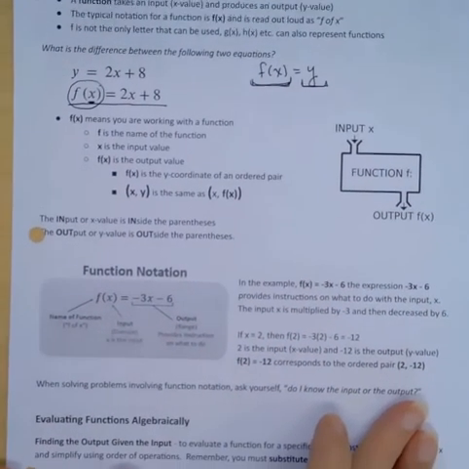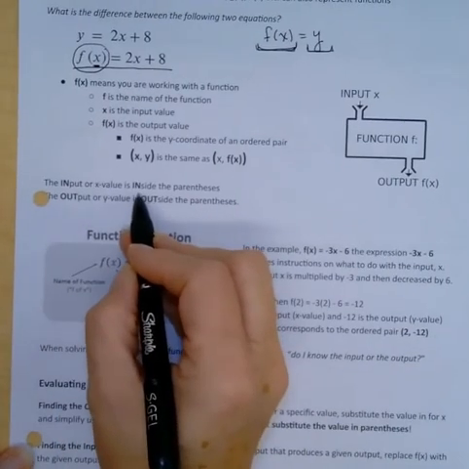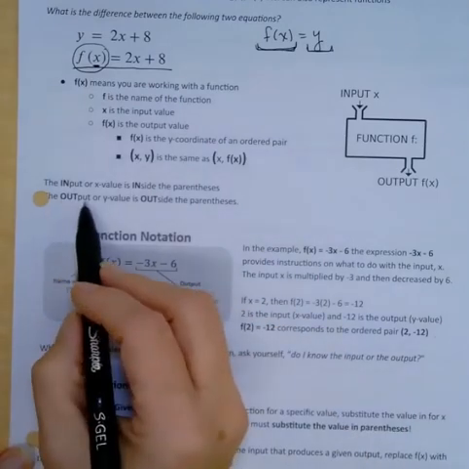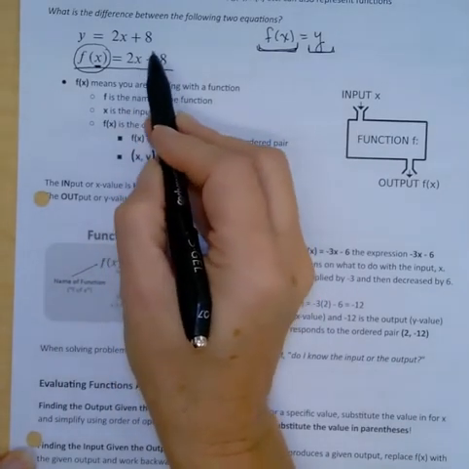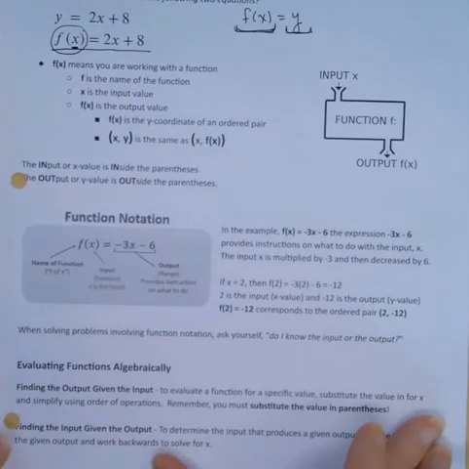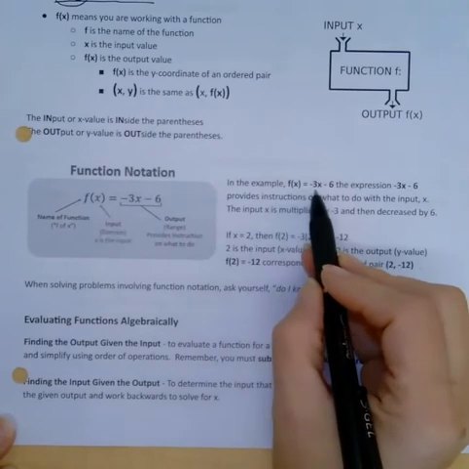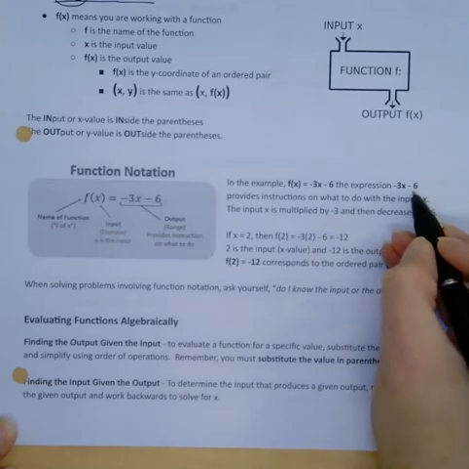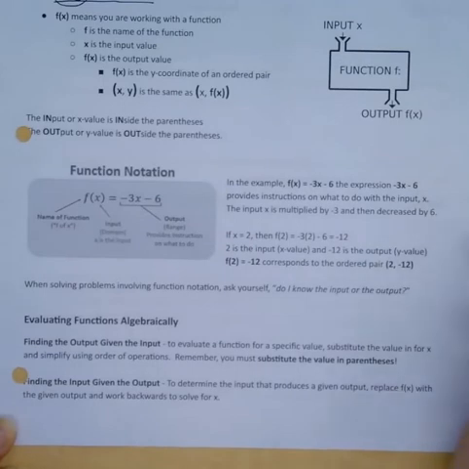All right. Another reminder, the input or x value is inside the parentheses here. The f of x. X is my input. Okay, and the output is going to be outside the parentheses. So the output is whatever 2x plus 8 equals. All right. So looking here at our function notation, in this example, f of x equals negative 3x minus 6. The expression negative 3x minus 6 provides instructions on what to do with any input, right? You're going to plug in your input and you're going to use order of operations, so you'll multiply by negative 3 and then you'll subtract 6.